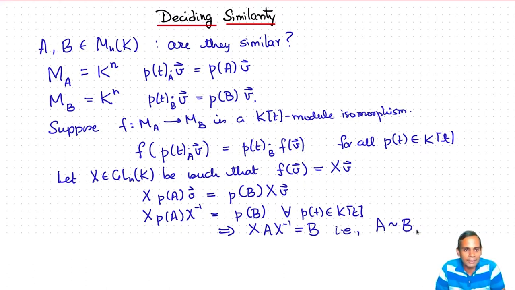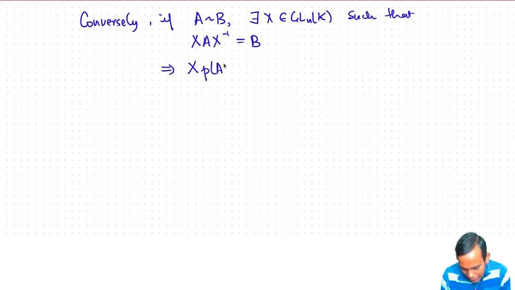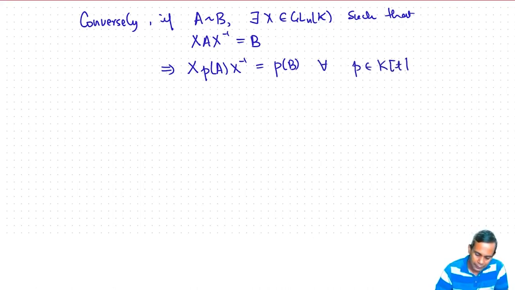So what we've seen is that if M_A is isomorphic to M_B as a K[T] module, then A is similar to B. Conversely, suppose A is similar to B. Then there exists X in GL_n(K) such that X A X inverse is equal to B, but this also means that X p(A) X inverse is equal to p(B) for every p in K[T]. I'll let you think about why this is true, but basically you have to expand p(A) in terms of powers of A, and each power will also get conjugated. The point is that X A^n X inverse is equal to B^n if X A X inverse is equal to B. So you have to use this.